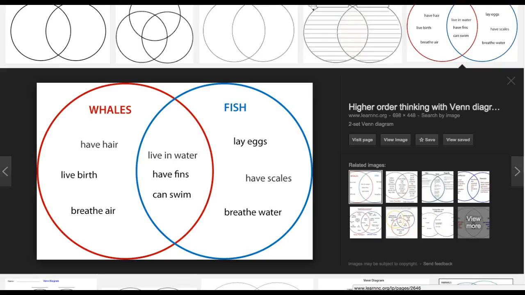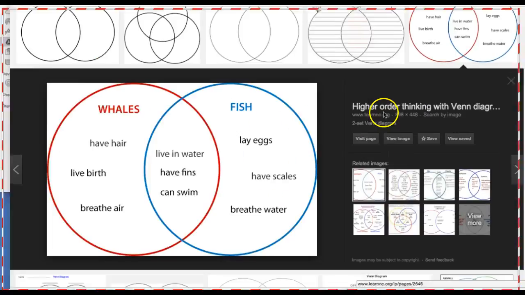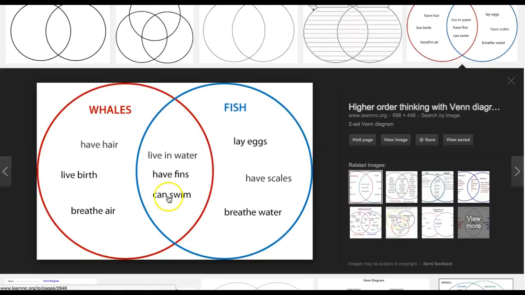If I asked for the intersection of these two sets, what you see is right here, this area. This is the overlap between whales and fish. They live in water, they have fins, and they can swim. That's the intersection. Then the union would be all of the whales and all of the fish. So union is everything, intersection is the overlap.